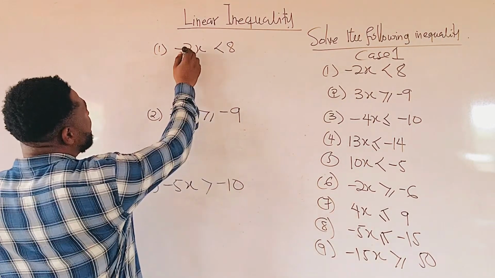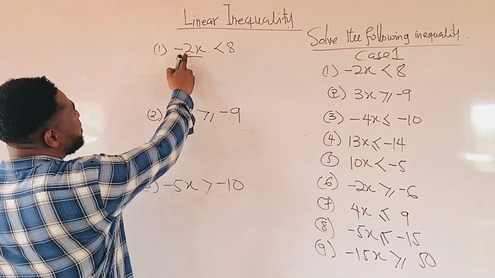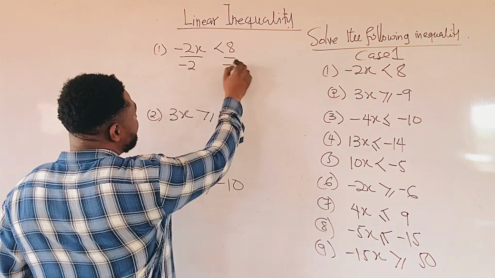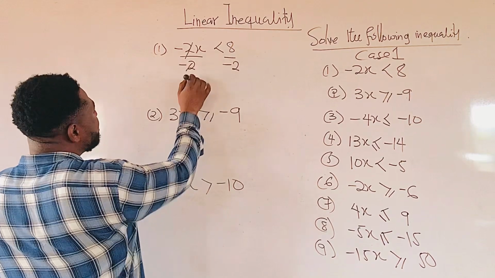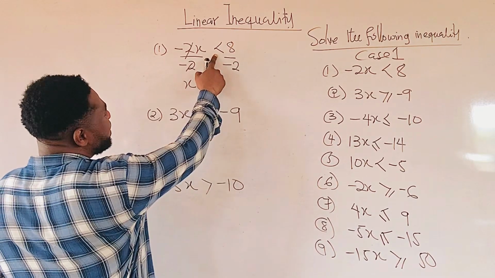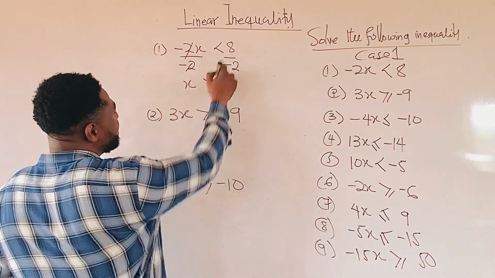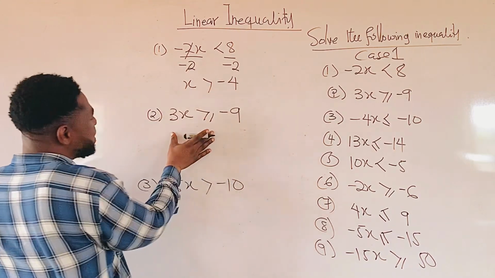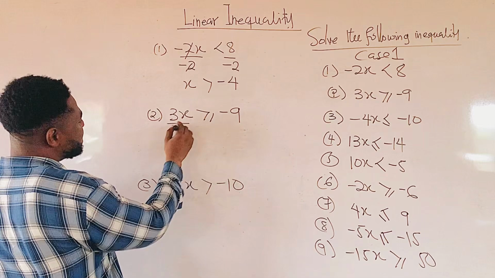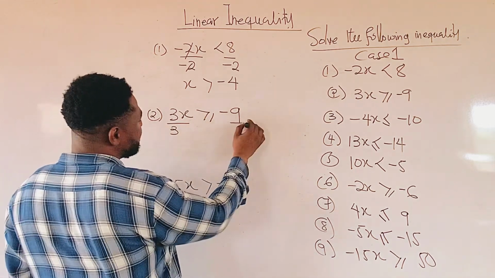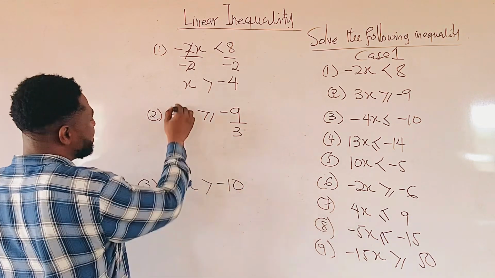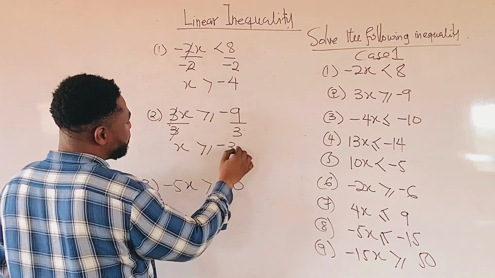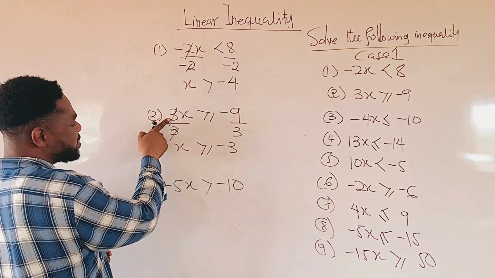Now, with question number 1, the coefficient of the variable is negative 2. So automatically, if we divide through by negative 2, our inequality sign must change from less than to greater than. 8 divided by negative 2 will give us negative 4. Now, let us also look at this. The coefficient of our x is 3. So as we divide through by 3, what will happen to the sign? The sign will remain the same because the coefficient of the x is positive.